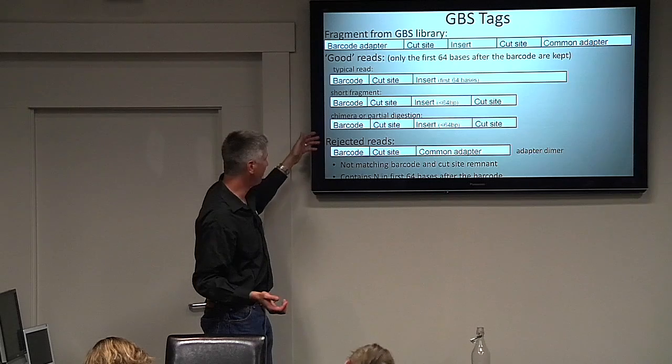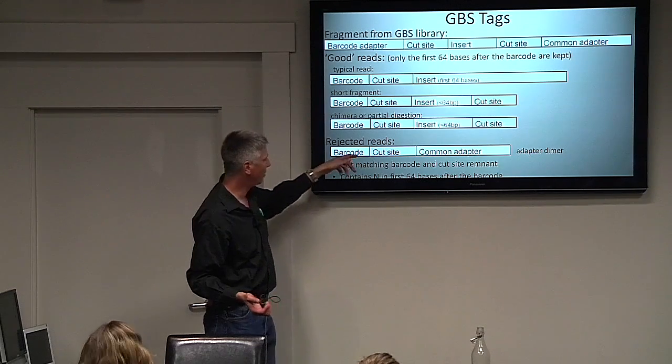And then we have some rejected reads. This is the barcode followed by the cut site.